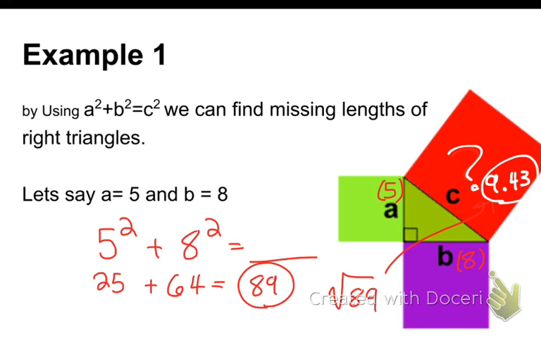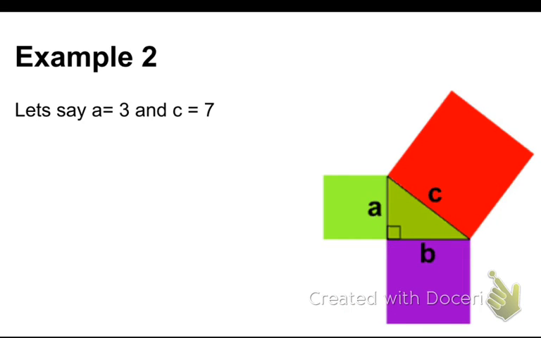Let's see if we can reverse that, and if we're given a hypotenuse and we are given a leg, can we find the missing leg? Well, let's go ahead and solve it. Let's say a here is worth 3, and c here is worth 7. We do not know what b is.